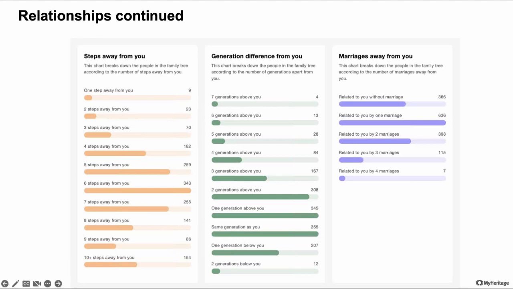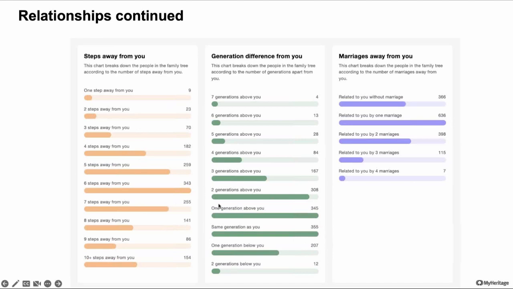Generation difference from you is another way to look at those relationships, basically how far up or down they are in the tree compared to me. In this case, if we look at the same generation as you, the one where the majority of the people are, 355, those are all the people in the family tree that I have that are in my generation. So siblings, cousins, second cousins, spouse, brother-in-law, sister-in-law, spouses of cousins, and all those people that are really in my generation. Some of them could be much older than me, some could be much younger than me, but generally speaking, they are the same generation.